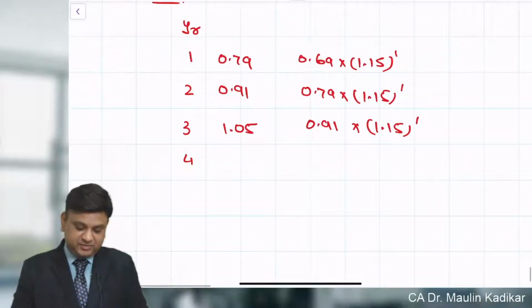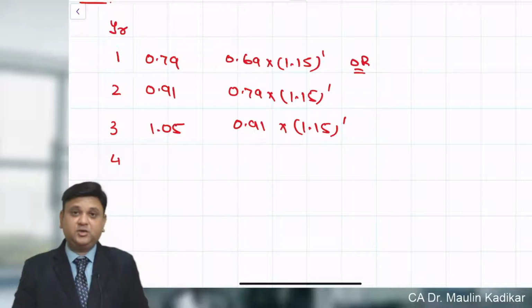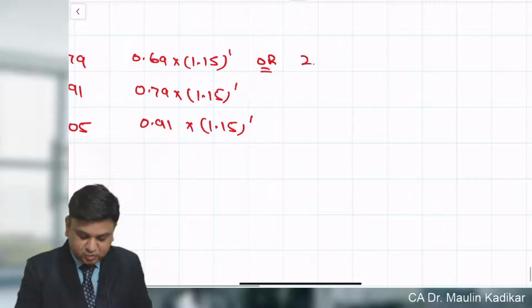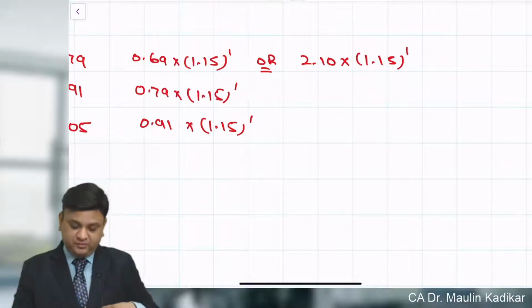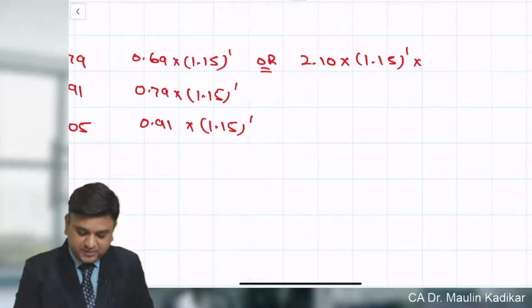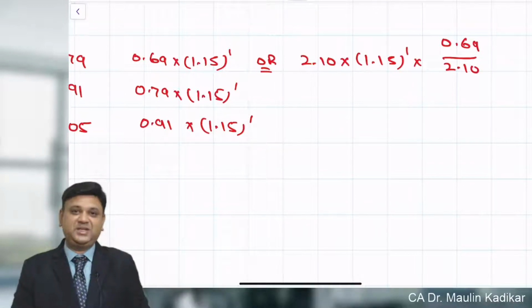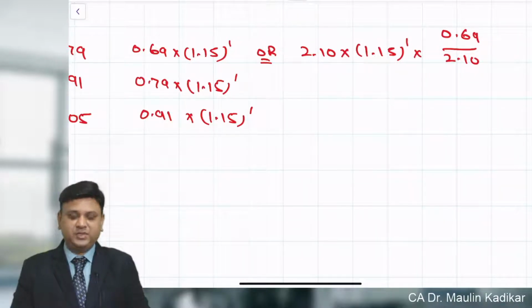The answer which we have calculated like this can be computed by an alternative method as well. The alternative method is 2 rupees 10 paise, the earning, into 1.15 raised to 1, so it is compounded once, into the dividend payout ratio 0.69 divided by 2.10. That is the way we can calculate the dividend for the first year, and so on for the second and third year.